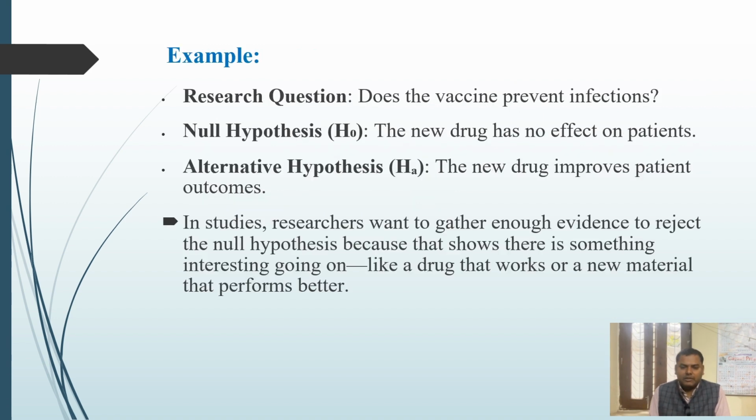For example, we say the vaccine prevents infections. This is the research question. How to prove it? The null hypothesis should be the new drug has no effect on the patients. The alternative hypothesis, against the null hypothesis, is the new drug improves the patients' outcomes. In studies, researchers want to get enough evidence to reject the null hypothesis because that shows there is something interesting going on, like drugs that work or new materials that perform better.